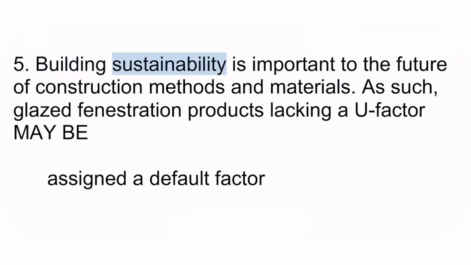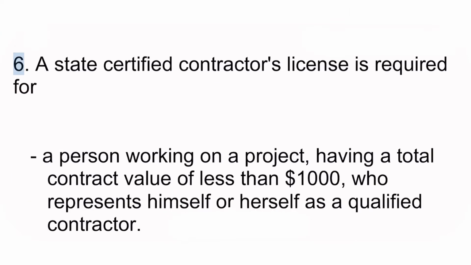5. Building sustainability is important to the future of construction methods and materials. As such, glazed fenestration products lacking a U-factor may be assigned a default factor. 6. A state-certified contractor's license is required for a person working on a project having a total contract value of less than $1,000, who represents himself or herself as a qualified contractor.